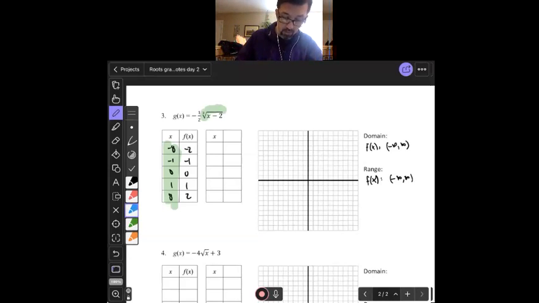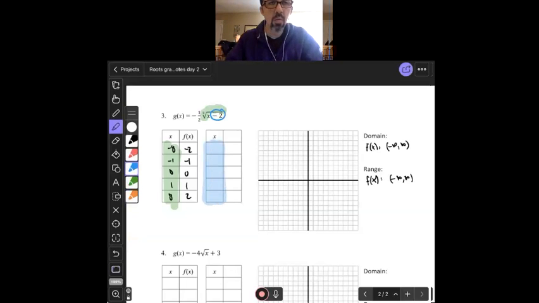So why do we do that though? Why do we bother figuring out those x's? Because now we can use them to help us find these x's. So what's happening to our graph here?